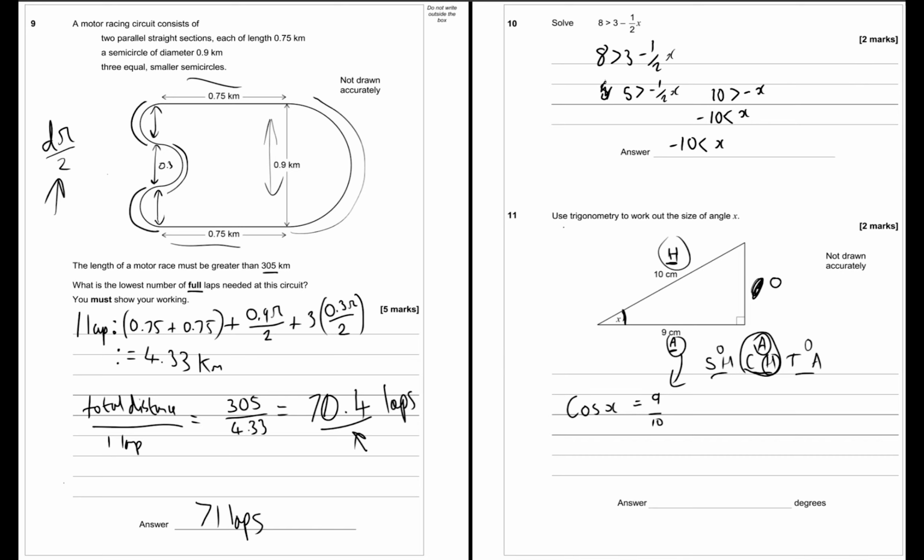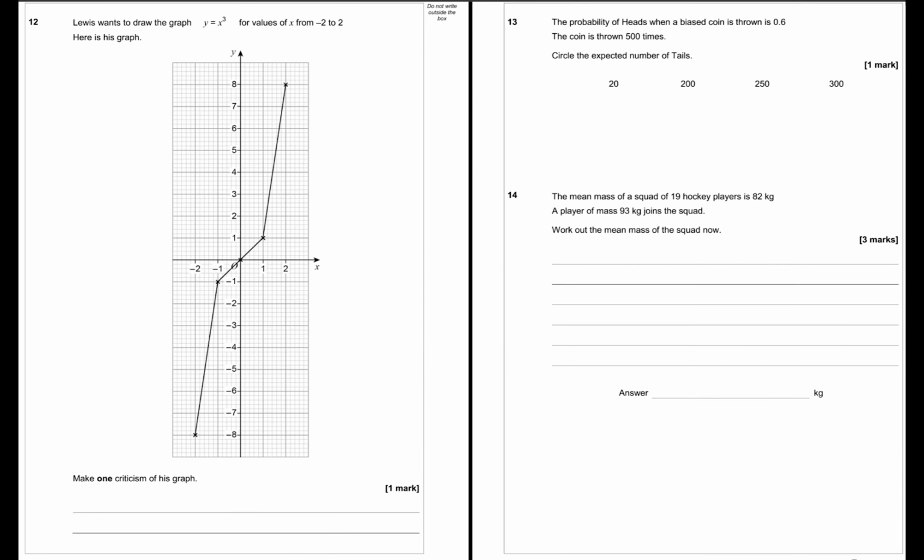So now we need to do some rearranging. We know x is going to be equal to inverse of cos, cos minus 1, of 9 over 10. So now get your calculator, be careful, make sure you use the right function, inverse cos, not regular cos, of 9 over 10. And you should get 25.84. 25.84 degrees, and that is question 11 done.